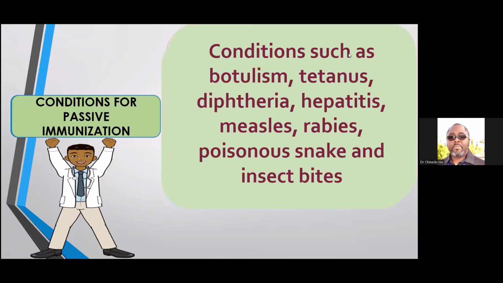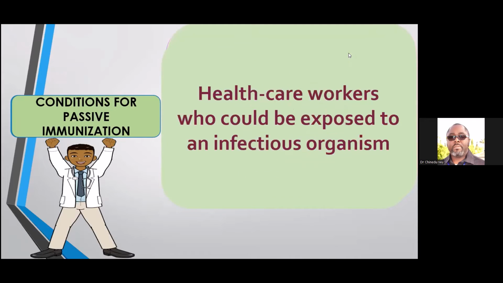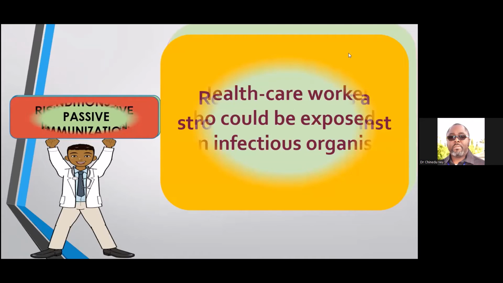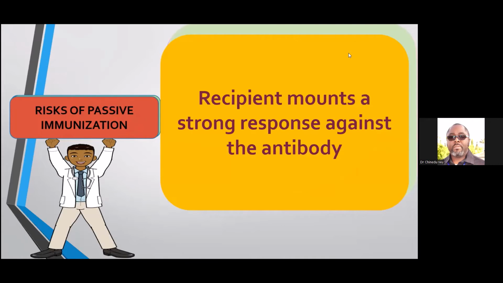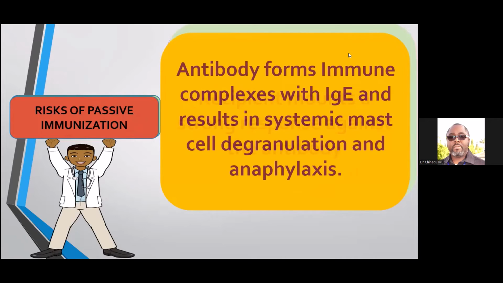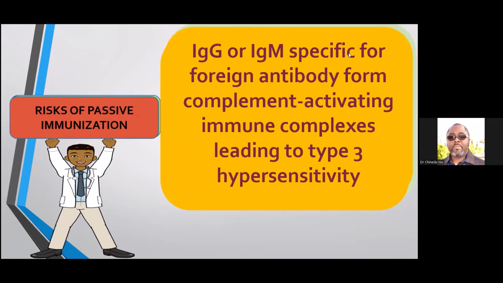Conditions such as tetanus, rabies, poisonous snake bites. Also, healthcare workers. Risks associated with passive immunization: the recipient could mount a strong response against the antibody. The antibodies introduced could form complexes with your IgG or IgM, which could also attach to the foreign antibody, resulting in type 3 hypersensitivity.